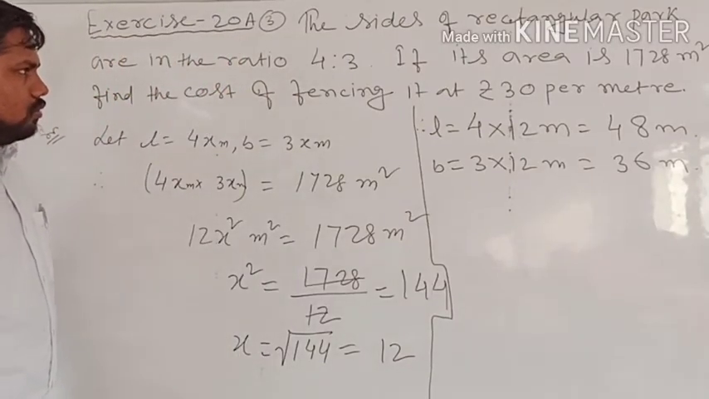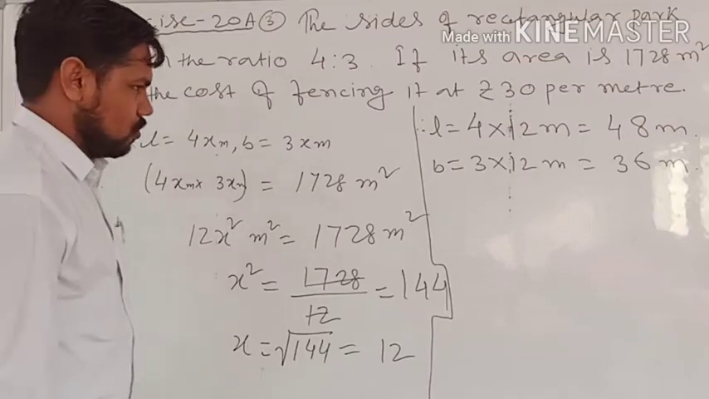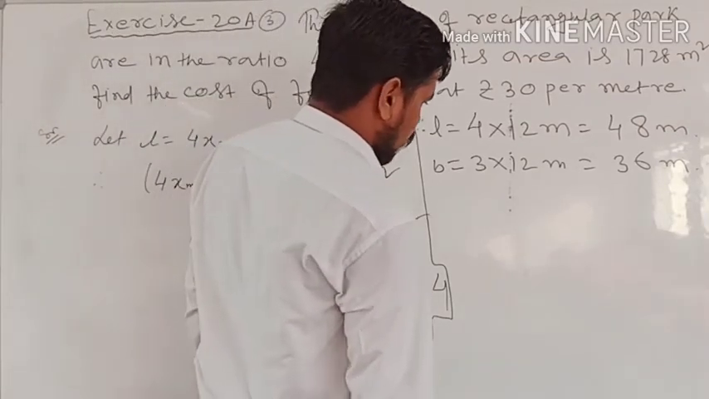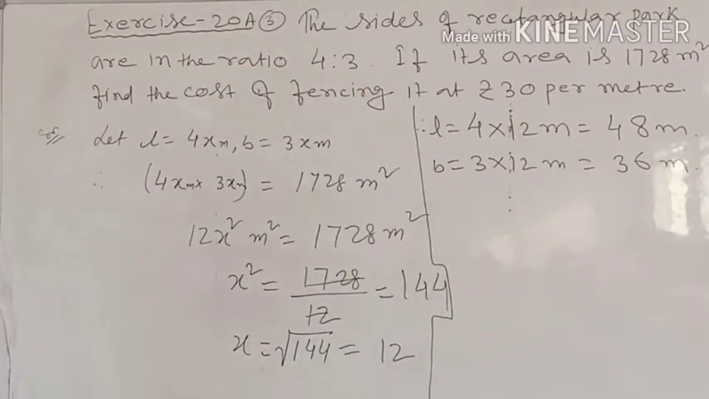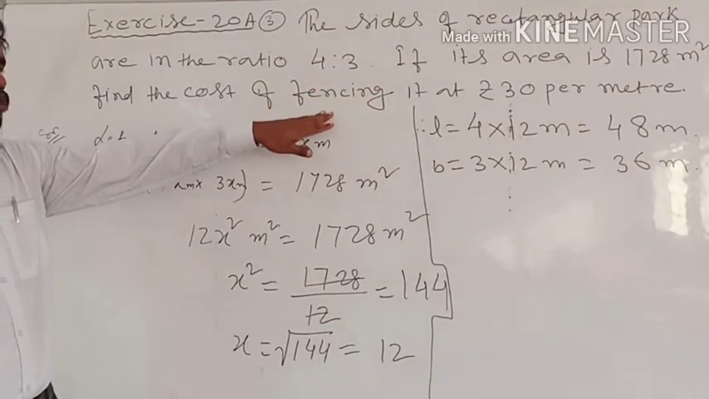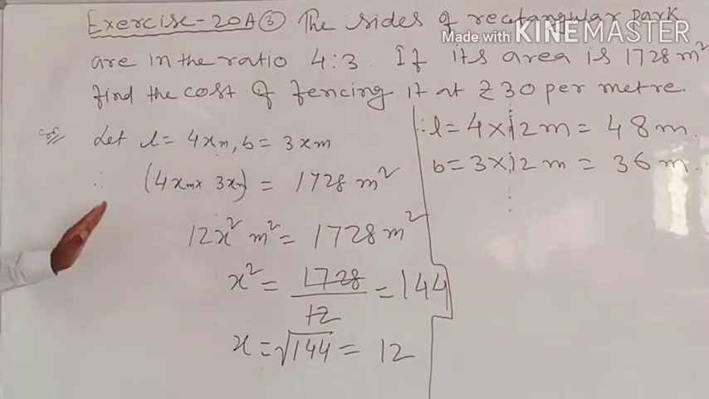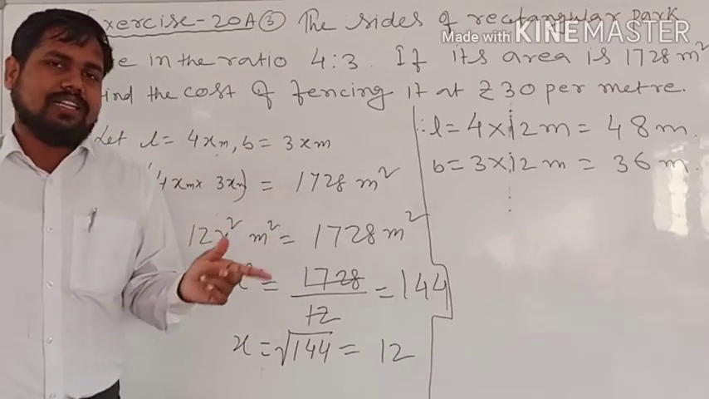Now it is asking if the area is this, so find the cost of fencing it. So cost also you have to find out now. Before that you have to find the perimeter also, because here the area is given and you have to fence it. So fencing करने के लिए हम लोग बीच में नहीं करते हैं, साइड में करते हैं. So that is how you have to first find the perimeter now.